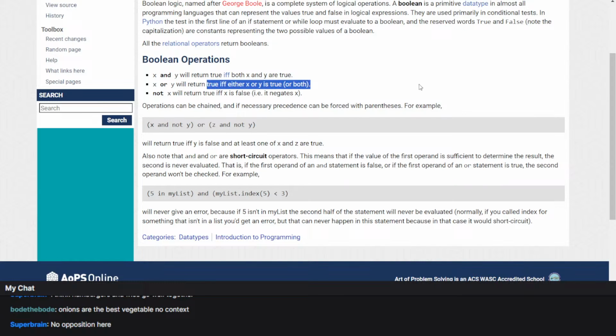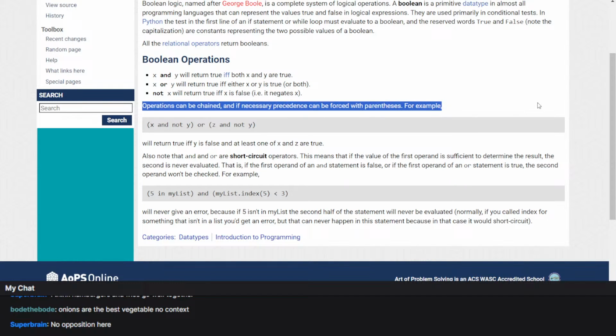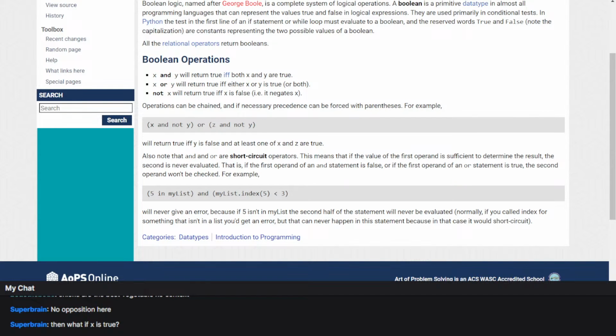Oh, they just mean there's no other conditions. Like plus, also, also, also. But if you say if and only if, then it's clear there's nothing else that matters. What if X is true? Superbrain says, then what if X is true? Then not X will return false.